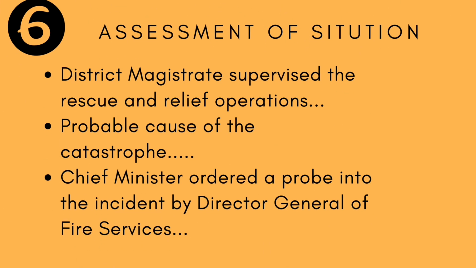Next, you can mention the assessment of the situation, like the district magistrate supervised the rescue and relief operations. He gave his opinion. You can mention his opinion also that the excessive use of AC, poor quality wiring, etc. was the cause of the catastrophe. The probable cause of the catastrophe might have been the electrical short circuit or gas leakage. Then the chief minister ordered a probe into the incident by Director General of Fire Services. The police cordoned off the entire area. So these kind of points you can mention in your report. I'm giving you the start and you can continue on your own.